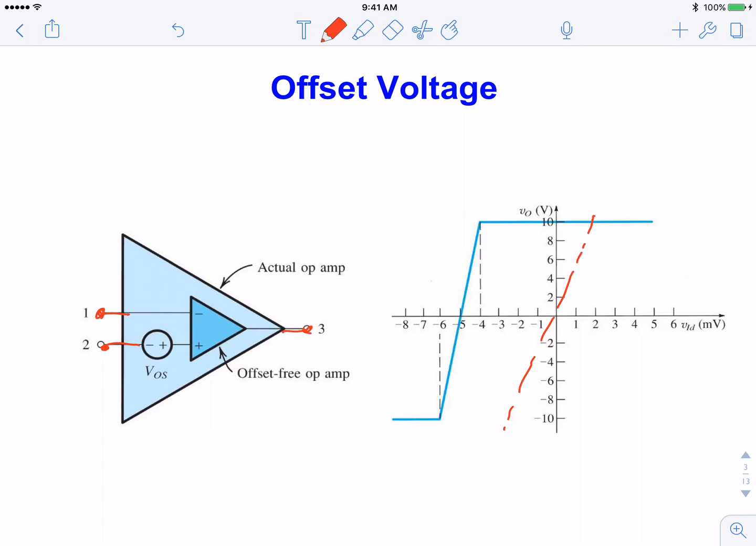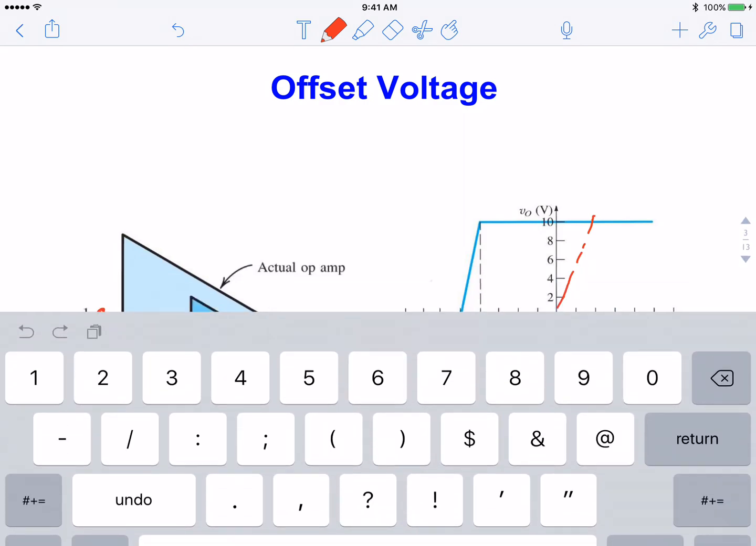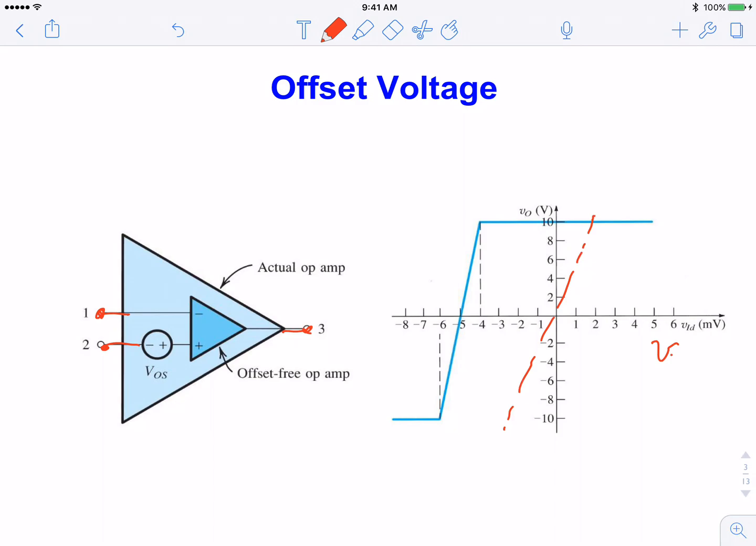This is the input voltage, which is basically equal to V1 minus V2. This is VID, the difference of these two voltages. Actually, it's V2 minus V1, since the minus terminal is V1. Note that the units are in millivolts, so these are minute differences. These two terminals, we say they are virtually connected. They are actually not, but they are separated by a few millivolts.